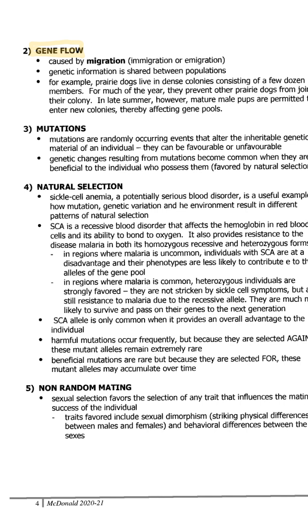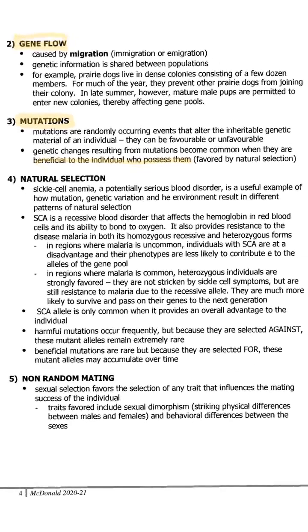Mutations in general are randomly occurring events that alter the inheritable genetic material of an individual, and mutations can be favorable or unfavorable. Genetic mutations will become common if they're beneficial to the individual who possesses them, and that's because natural selection will favor things that are beneficial. Then we move into natural selection.